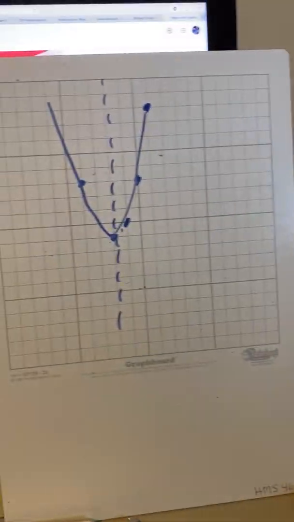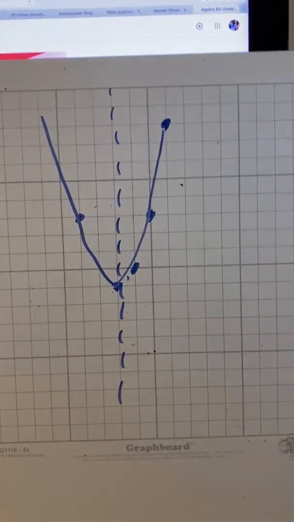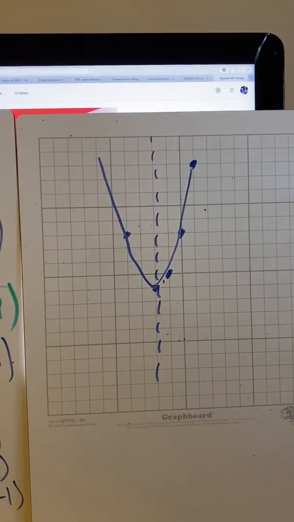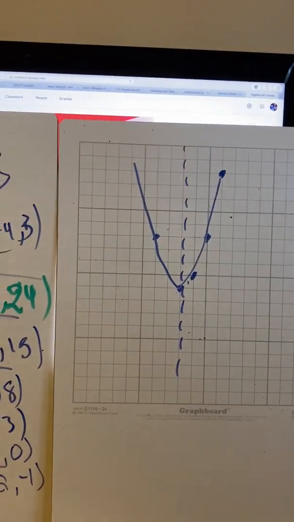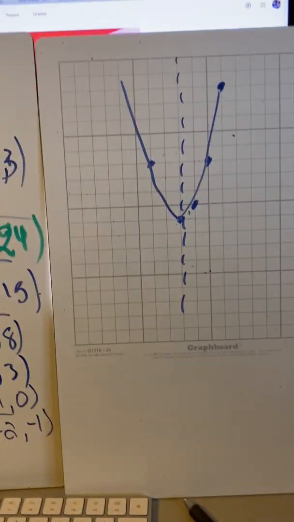Okay? So when we graph this, all you're doing is plotting the points, and you're going to start to see the curve of the line, where it starts to break and where it turns back up. Maybe it's turning sideways, who knows? But this is called a parabolic curve, a parabola.